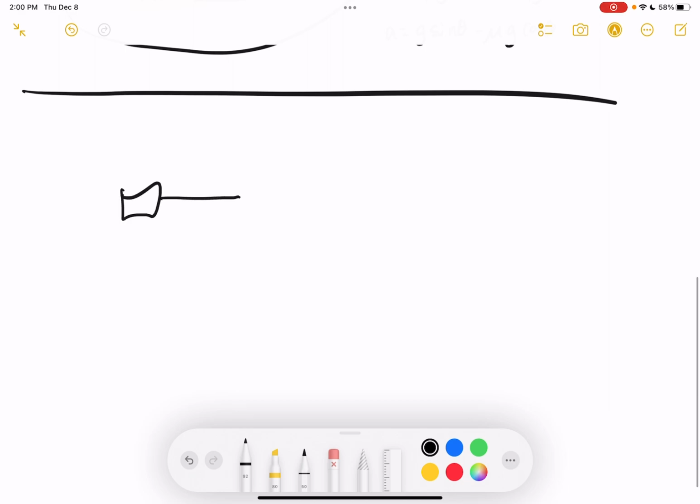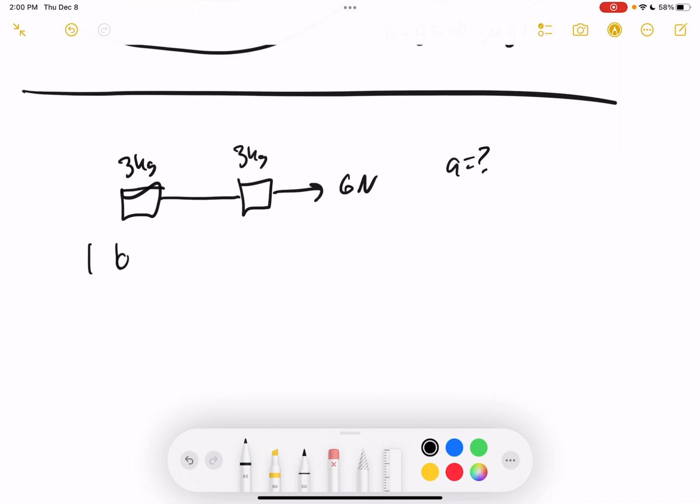So let's say I have something like this. Say this is 3 kg. This is 3 kg. This is, let's say, 6 newtons. Okay, and I want to know what will the acceleration equal of this whole system. Now remember there are two ways to set this up. One, we can make it one body, and the second we can make it two body.